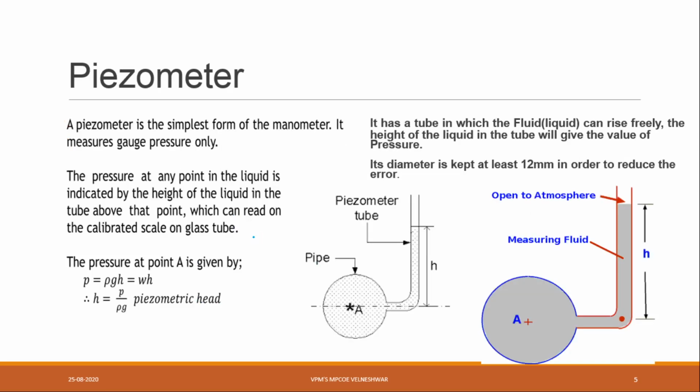Now the piezometer, which is as per our syllabus. A piezometer is the simplest form of manometer. It measures gauge pressure only. Here there is a pipe, and to this pipe I am inserting a piezometer. Here A is a water tank, and to this water tank I am applying a piezometer tube, like a small pipe inserted here.